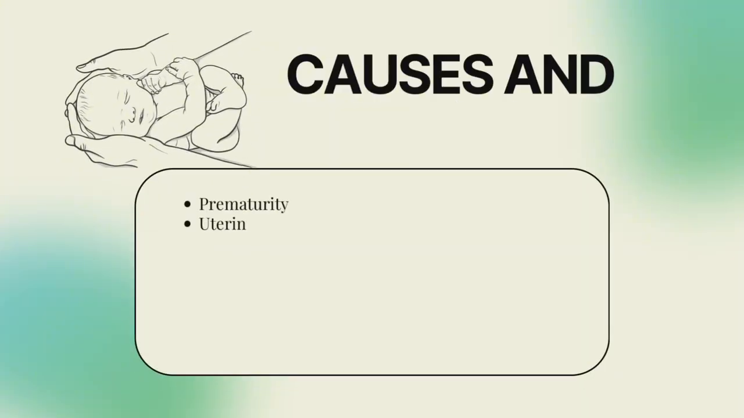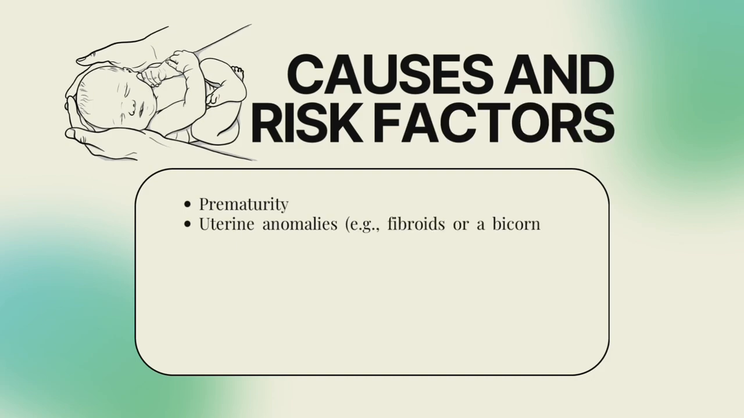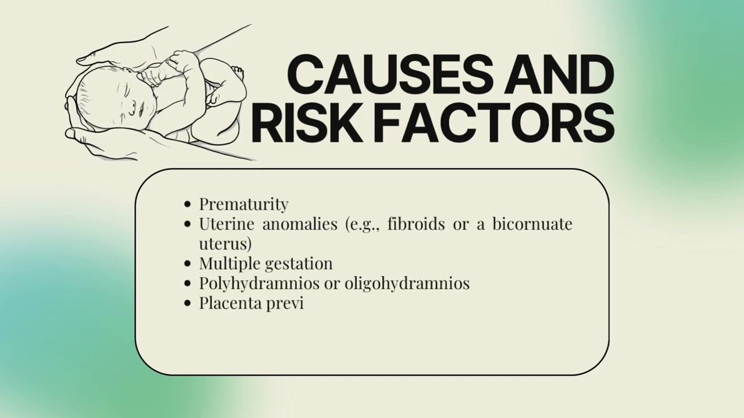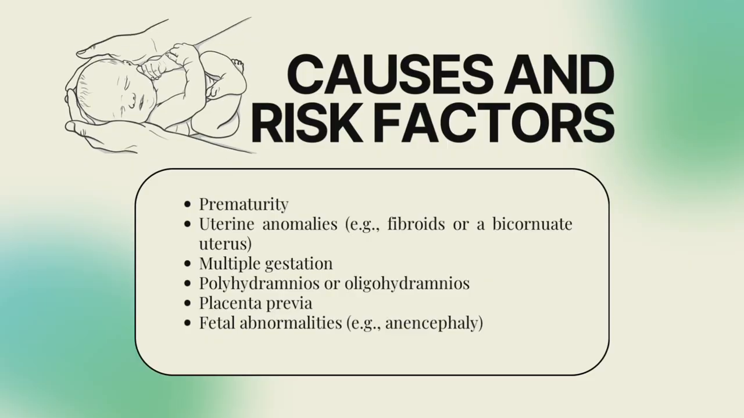Next are the causes and risk factors. There are several factors which contribute to breech presentation, including prematurity, uterine anomalies, multiple gestation, polyhydramnios or oligohydramnios, placenta previa, and fetal abnormalities. As nurses, it's crucial to recognize these risk factors during prenatal care.